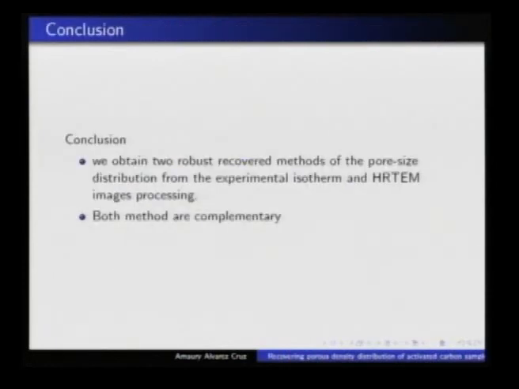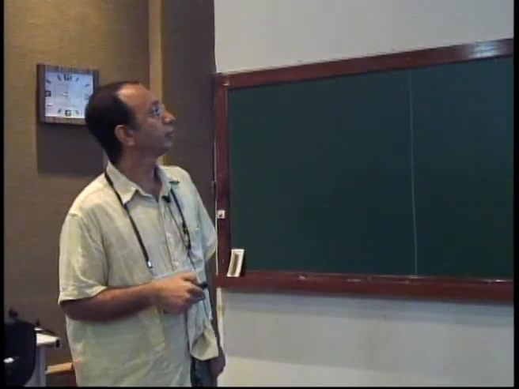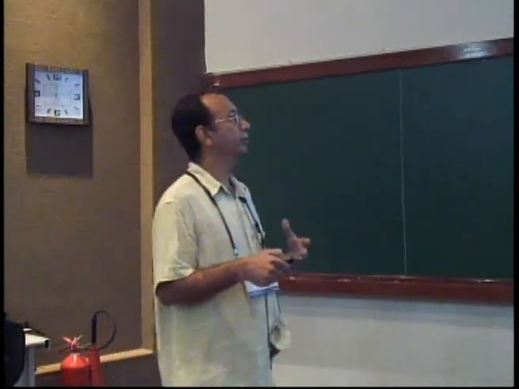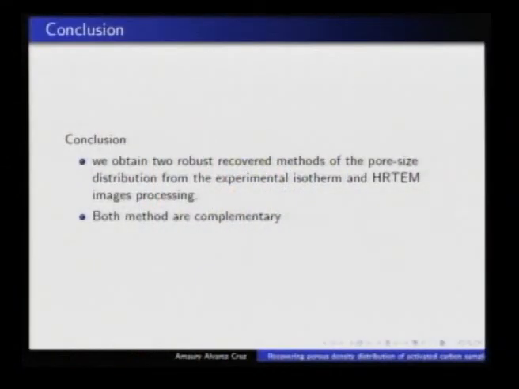Well, I showed you two robust recovery methods to obtain the porous size distribution from the experimental isotherm and analysis of the surface picture. Both methods are complementary in the sense that the parameters of the optimization need to be close to a short interval at the moment of doing the optimization.